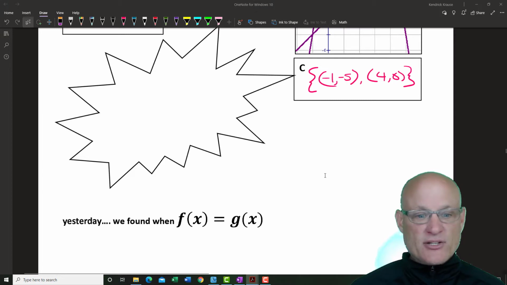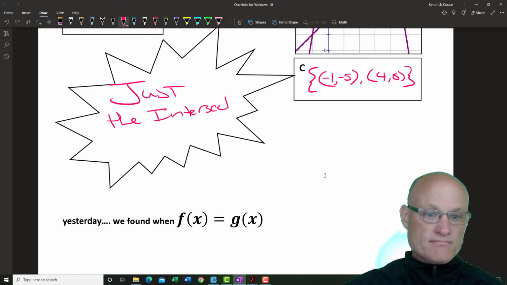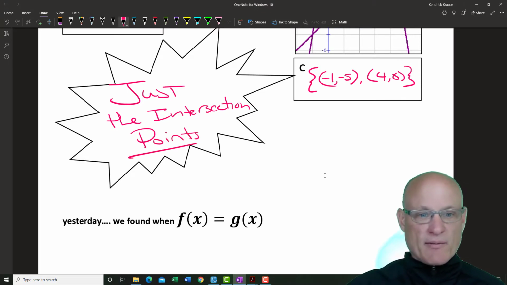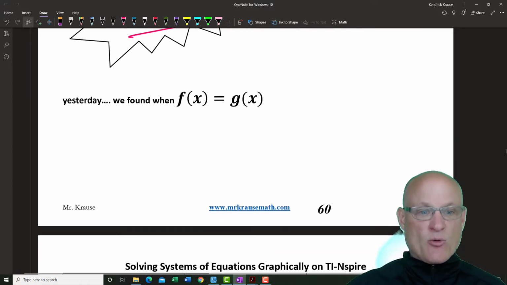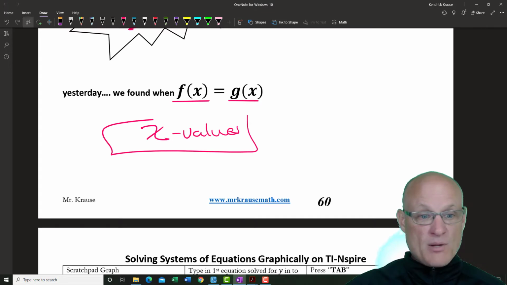It's just the intersection. It's just where they hit each other. So it's just the intersection points. Oh, and just write them as a point, x comma y. Now, yesterday we found out when f of x equals g of x. Remember, when I do this, we're really just looking for the x values. But now I want the points of intersection.